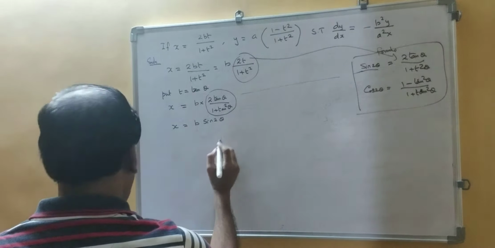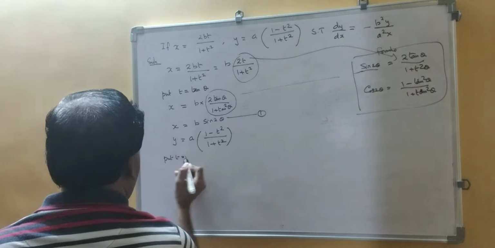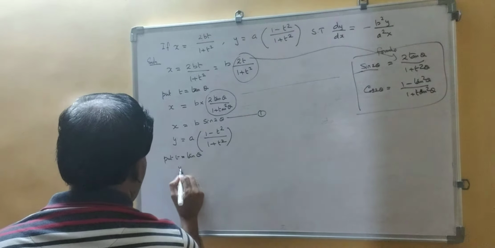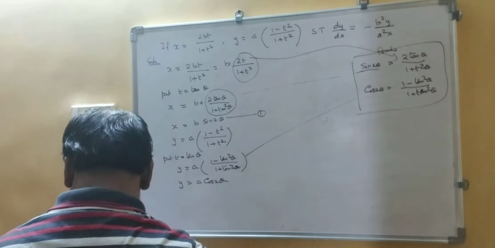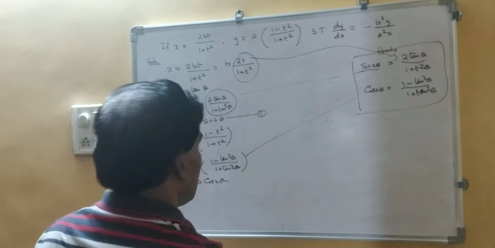Okay. Now what happened to y? This is equation 1. Now y equal to a into 1 minus t square upon 1 plus t square. Put t equal to tan theta. So what will be y? y equal to a into 1 minus tan square theta upon 1 plus tan square theta. See here what happened? It is a cos 2 theta.